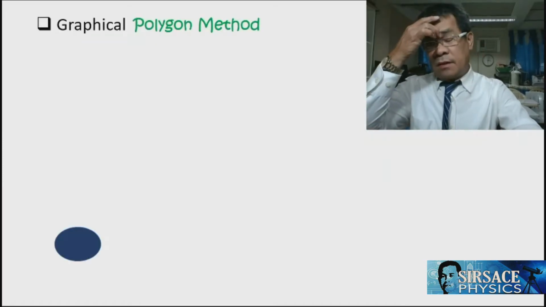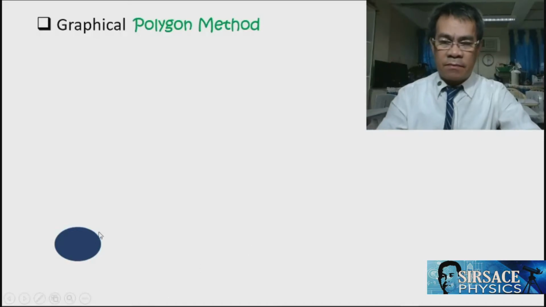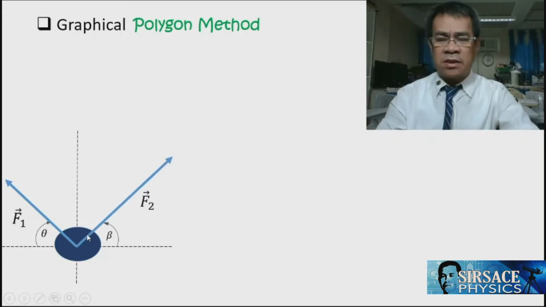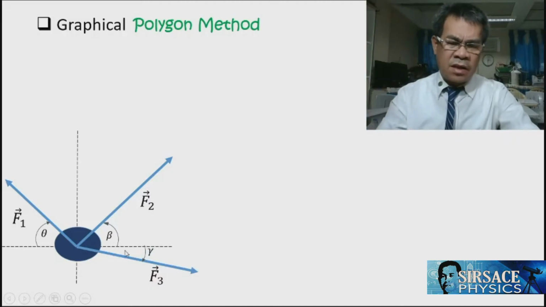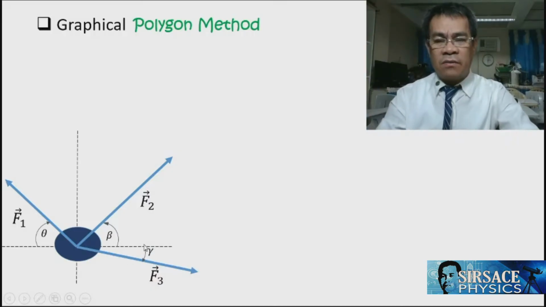So if we consider an object here, and this object is acted on by a force F1 with an angle of theta direction, and suppose we have another force, let us say F2, in the direction of beta from the positive x-axis, and we have another vector F3 with an angle of gamma from the positive x-axis in quadrant 4. Now the question is, how much is the vector sum of these three vectors?